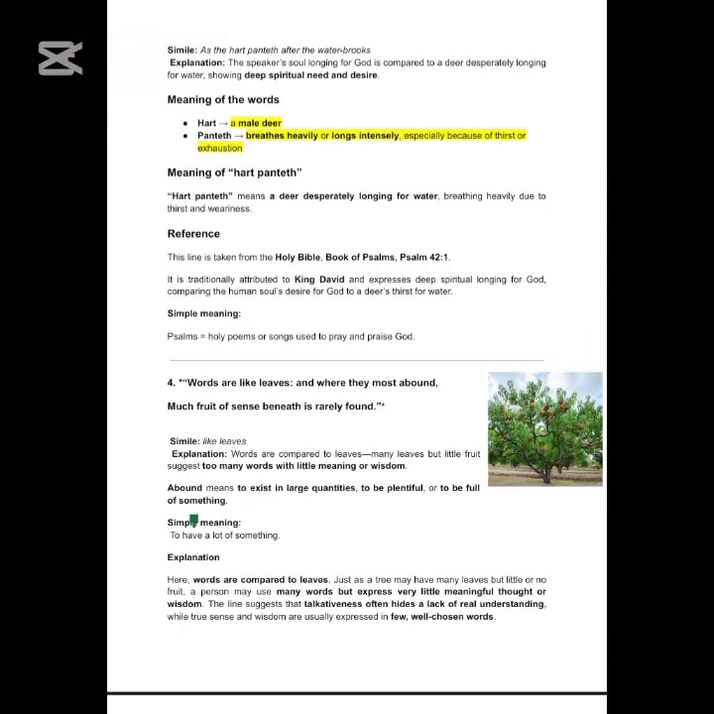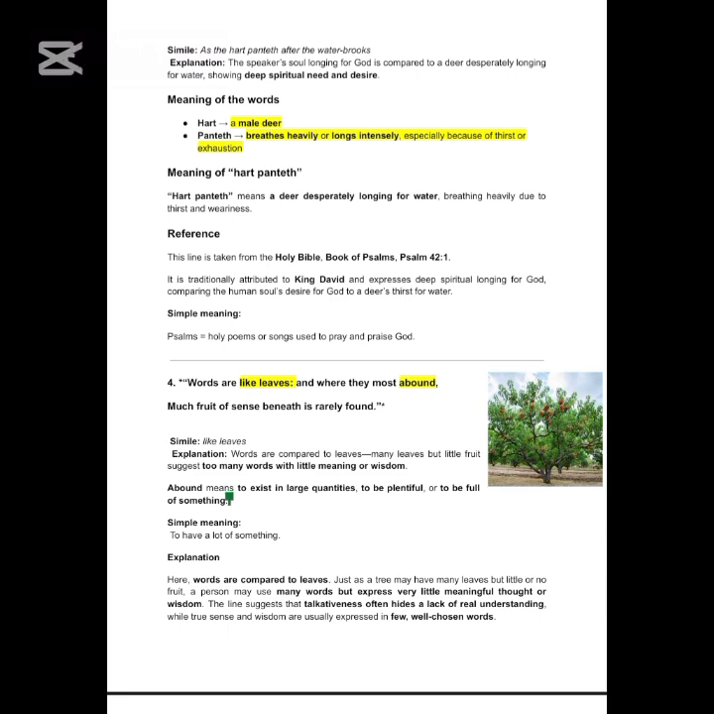The fourth example is: words are like leaves, and where they most abound, much fruit of sense beneath is rarely found. Here, the simile is "like leaves." It is a simile that is used by the writer. So, words are compared to leaves, and many leaves but little fruit suggest too many words with little meaning or wisdom. Abound means to exist in large quantities, plentiful or full of something. To have a lot of something.